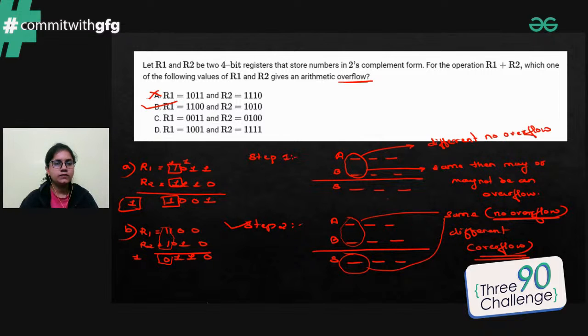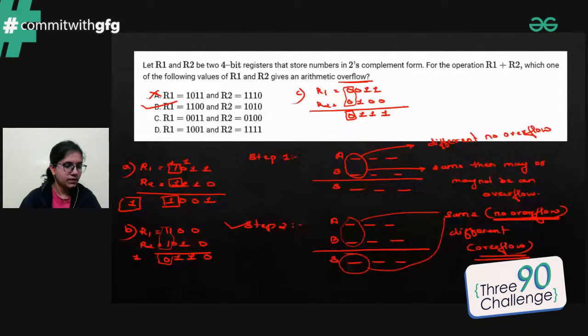Now let's similarly check option C. R1 is equal to 0011, R2 is equal to 0100. This is 1, this is 1, this is 1, and this is 0. As you can see, these bits are the same and these bits are also the same. I have told you the condition that when they are the same, no overflow occurs. So option C is also incorrect.